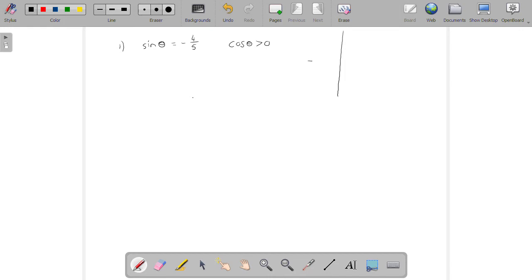Okay, so when I'm looking for my quadrants, I'm going to say looking at this one, sine is negative in which two quadrants? Which is in quadrant 3 and 4. Don't say quadrant cos and tan. What does that mean? Okay. En dan cos is positief in which two quadrants? 1 and 4.